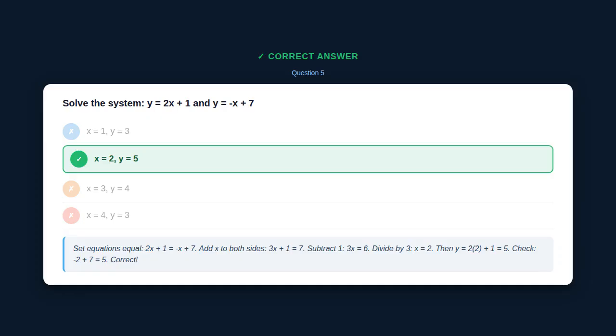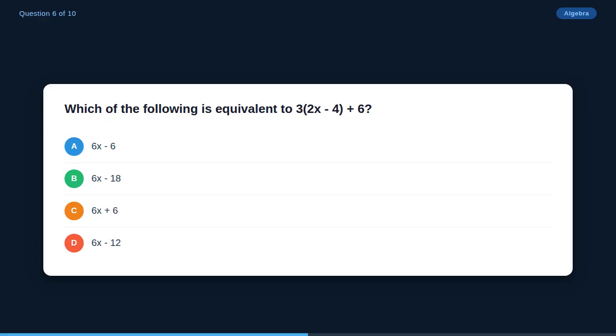Set the equations equal: 2x + 1 = x + 7. Add x to both sides: 3x + 1 = 7. Subtract 1: 3x = 6. Divide by 3: x = 2. Then y = 2(2) + 1 = 5. Check: 2 + 7 = 5... Correct. Question 6 of 10.